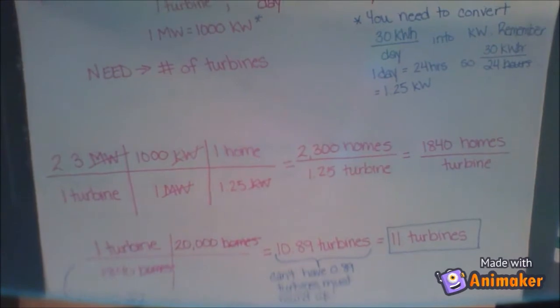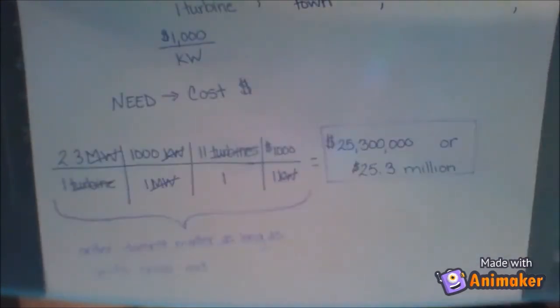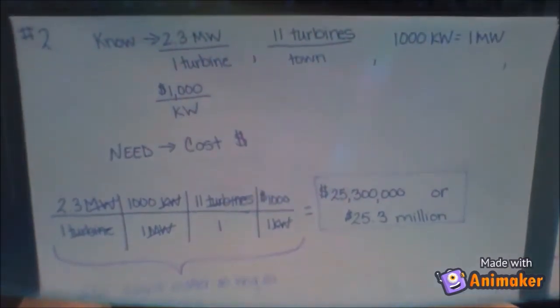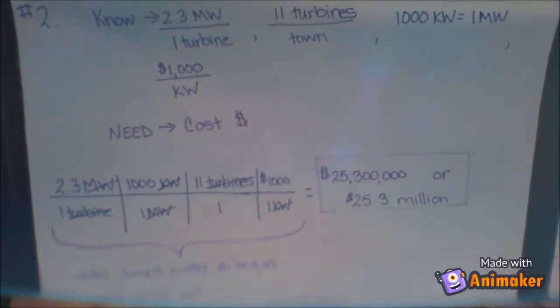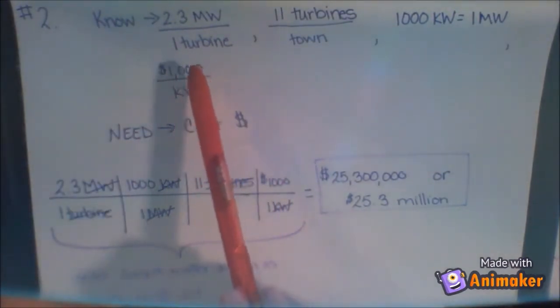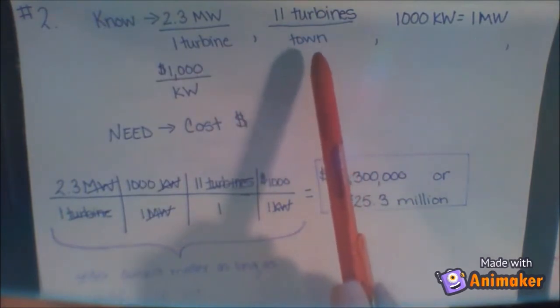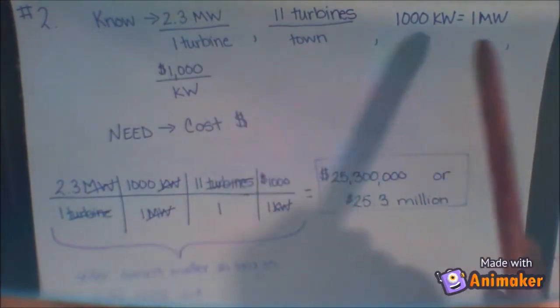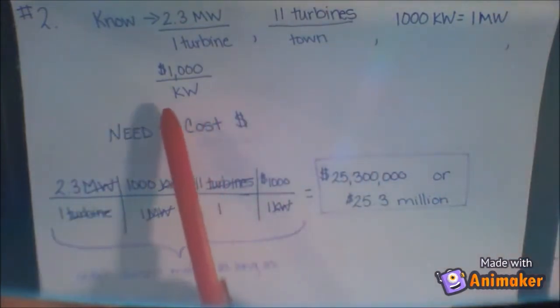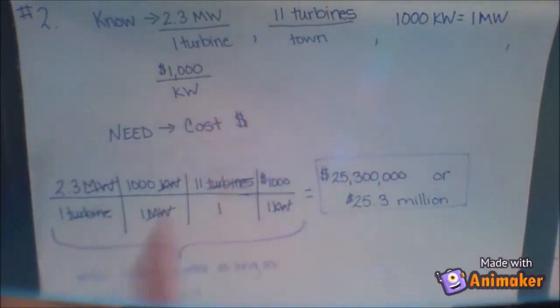Let's move on to question number 2. Question number 2 was asking us about the amount of money it takes to install these based on the megawatts that are produced. So we know that there are 2.3 megawatts for 1 turbine. There are 11 turbines in the town. 1,000 kilowatts is equal to 1 megawatt, and it's $1,000 per installed kilowatt.